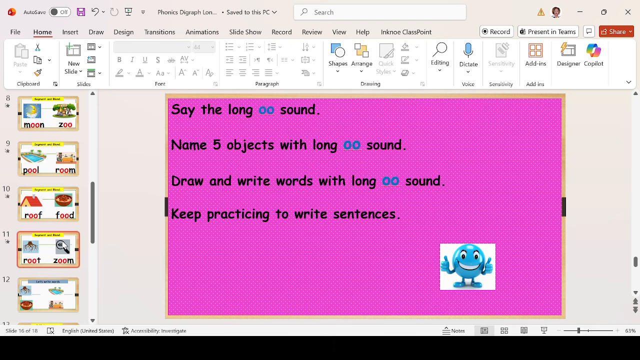And also try to practice to write sentences without copying. Right? You can say, look at the, then you draw something. Look at the zoo. You can write, I have a room. This is my room. You draw your bedroom and you can write, this is my bedroom. Can you see that? That's what I want you to practice.